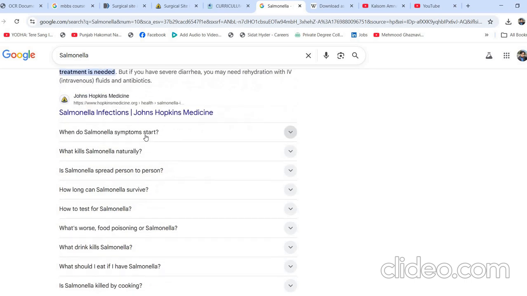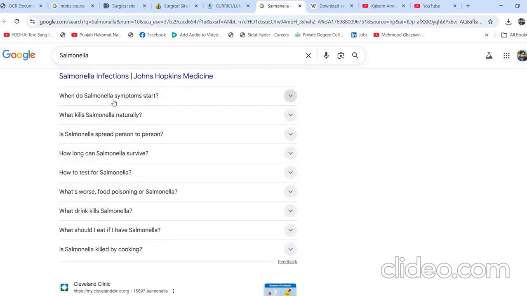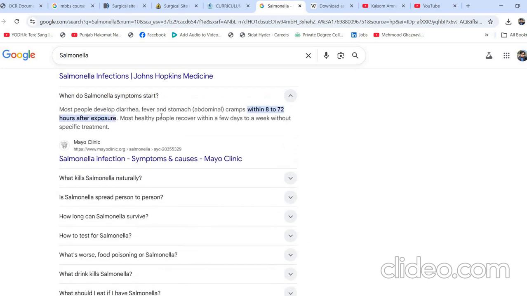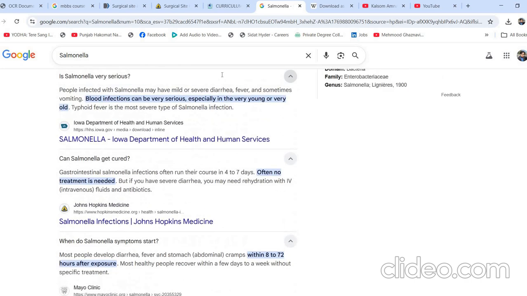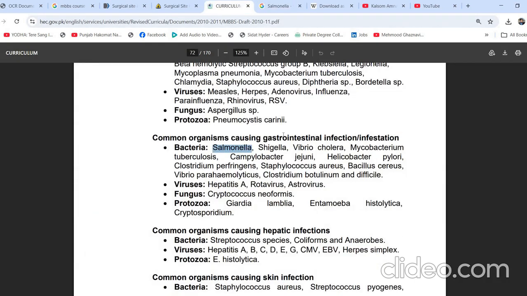When do Salmonella symptoms start? Within 8 to 72 hours after exposure. Most healthy people recover within a few days to a week without specific treatment. So these are some of the types of bacterial infection of the gastrointestinal tract.